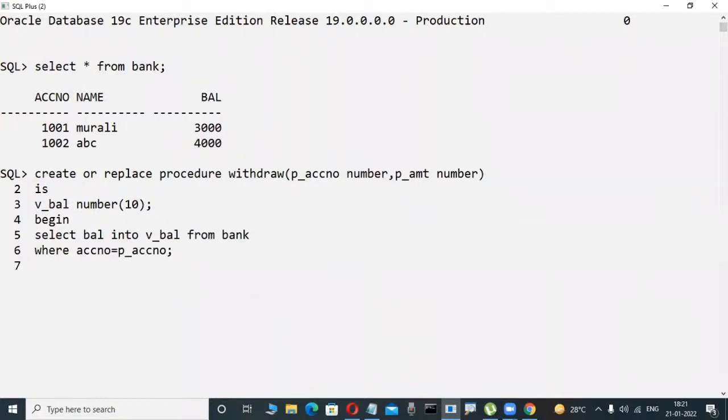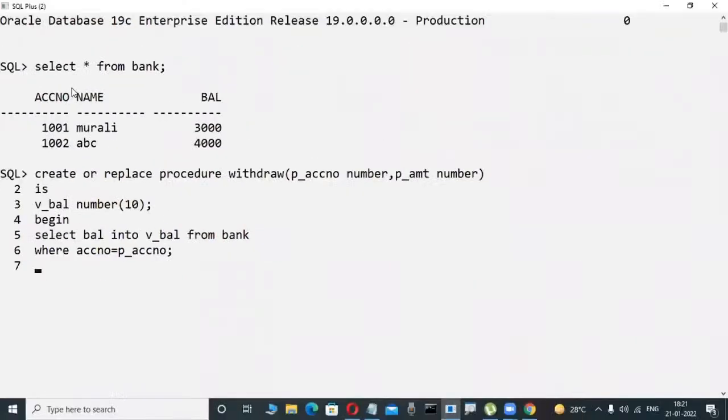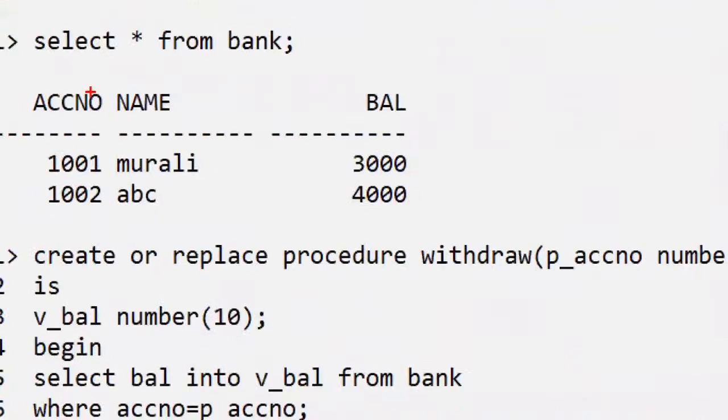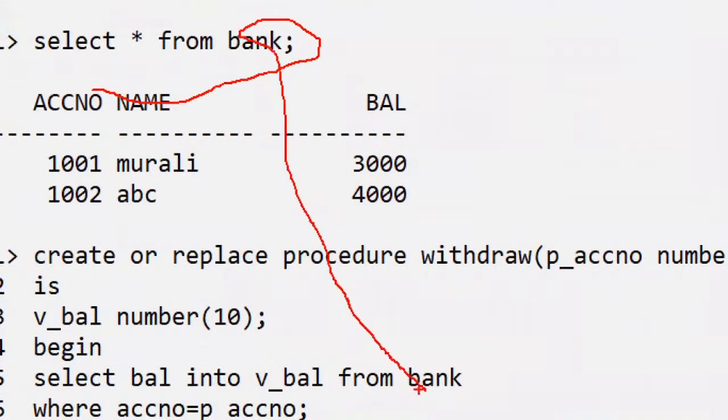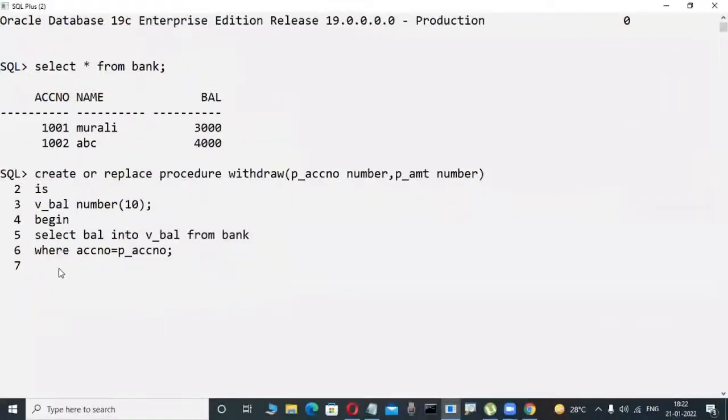Suppose bank is a table, in table format. Your transactions are stored. I'm using this table in this PLSQL code. Here I'm checking the balance through the account number. Whenever I insert an ATM card and try to withdraw 9,000 as in the previous case, that is the amount.